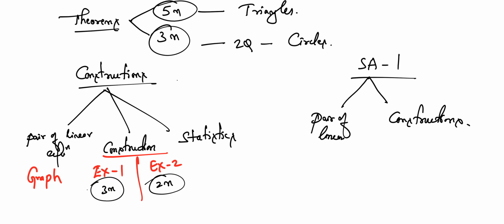Understood? From exercise 1 you will get a 3 mark related question, and from exercise 2 you will get a 2 mark related question. But last year, as the syllabus was reduced, they asked 4 marks from exercise 1 in the 2022 final exam. Constructing a triangle similar to the given triangle, that question they asked for 4 marks.